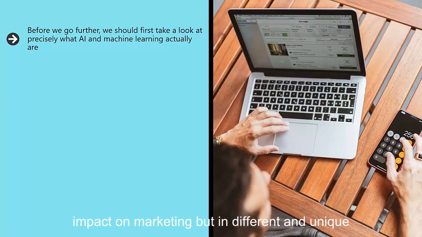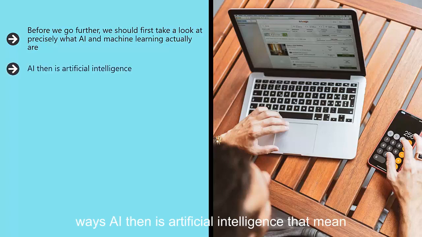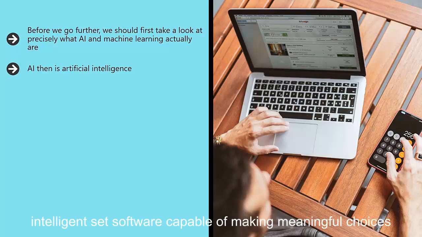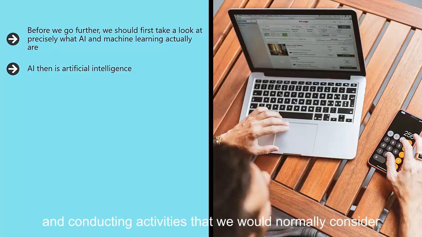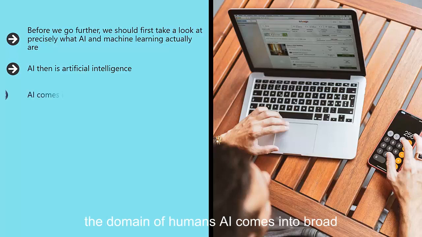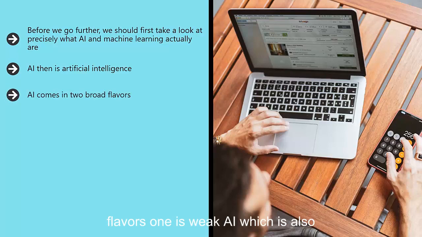AI then is artificial intelligence. That means software and hardware designed to act and appear intelligent, software capable of making meaningful choices and conducting activities that we would normally consider the domain of humans. AI comes in two broad flavors. One is weak AI, which is also known as narrow AI. Weak AI is essentially a form of AI that is designed to perform a specific job.